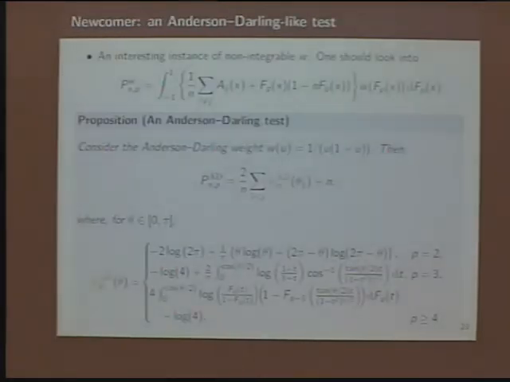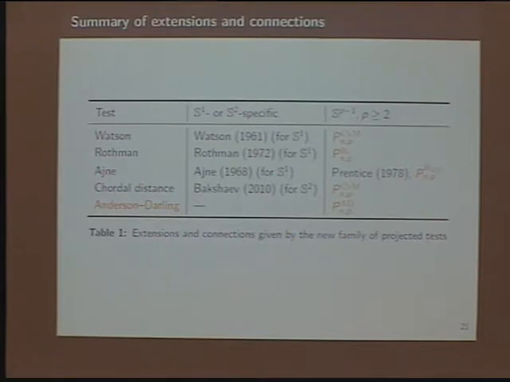All right, and then if we keep playing this game and go with a non-integrable weight, and we are a little bit careful, then we can have an Anderson-Darling type statistic, which now has a closed form only for the circle. For higher dimensions, the kernel is specified, and you can compute these integrals through Gaussian quadrature, and they are reasonably fast. Just to summarize what we have been doing so far, we have tests specific for S1 and S2, we have extended them to the hypersphere, and then we have a newcomer, which is the Anderson-Darling here.